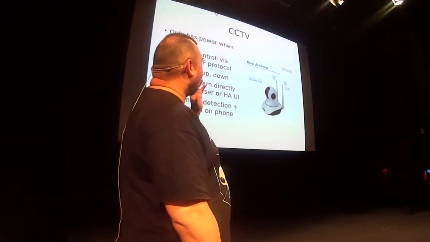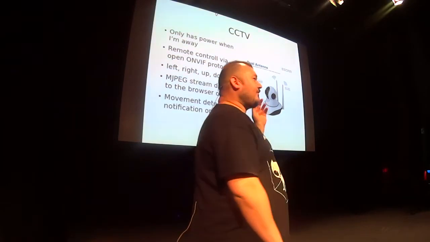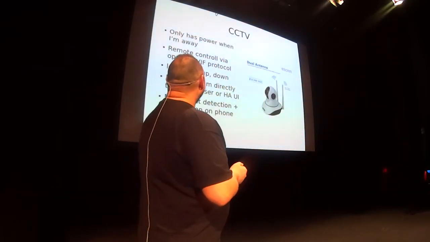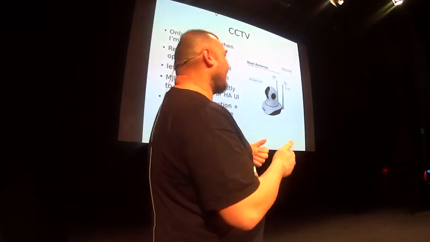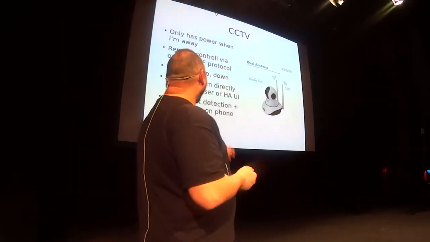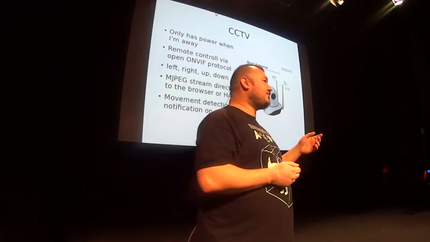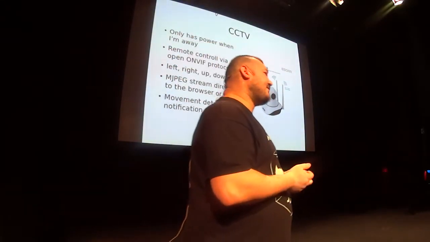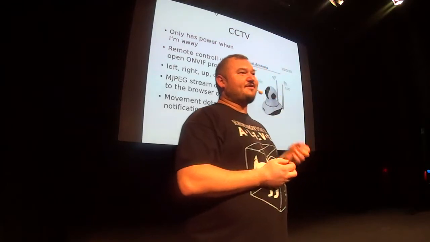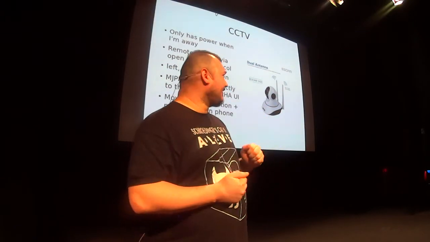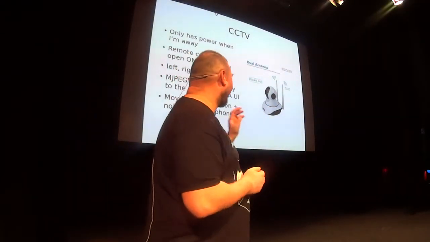This particular one, I have also tested many of them, and I want also to use an open protocol, not something which just works with ActiveX in some old Internet Explorer. So it uses the ONVIF protocol, so you can use different apps for that. I can move it to left and right, up and down, stuff like this. It has a nice MJPEG stream, which I can directly view in the browser or in the Home Assistant UI. You don't, again, want to have something special which only works in an ActiveX thingy in some old Internet Explorer, which still many of those do.